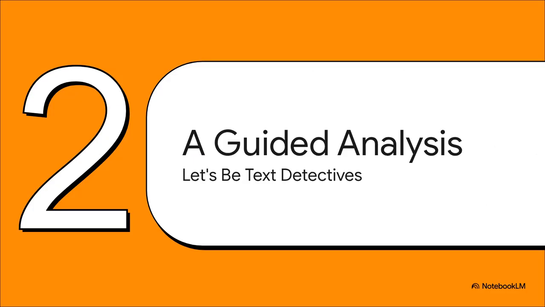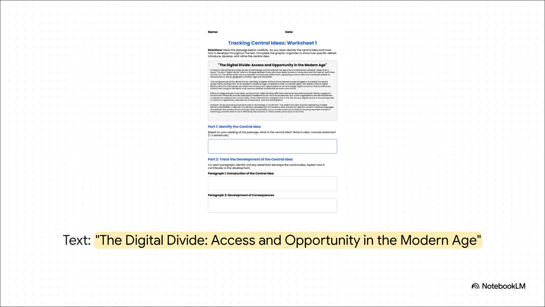All right, so theory's great, but let's be real. Practice is where it all clicks into place. So now I'm going to put on my text detective hat and model how to break down a text piece by piece. I want you to watch closely as I think out loud and work through the process of unlocking its meaning. Okay, so we're going to be working with this text, The Digital Divide, Access and Opportunity in the Modern Age. I want you to follow along with me as I read and think aloud.